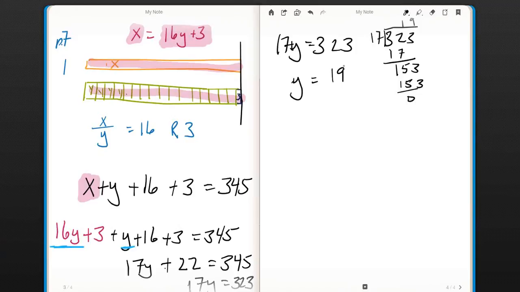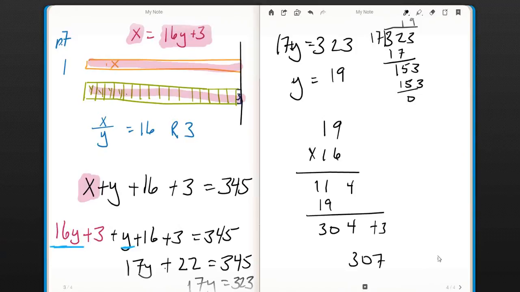The question asks us to find the value of x. We know that x is 16 y's plus 3. I'll pause. I did long multiplication. I should have said 20 16s, subtract 1 16, but at any rate, 16 times 19 is 304. When I add 3 back in, because remember x is 16y plus 3, then I get the value of x is equal to 307.